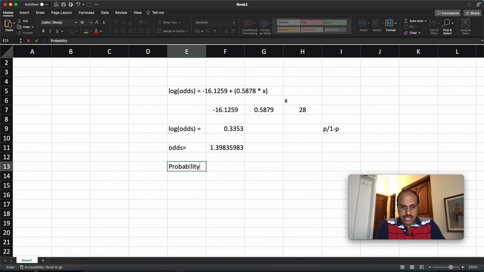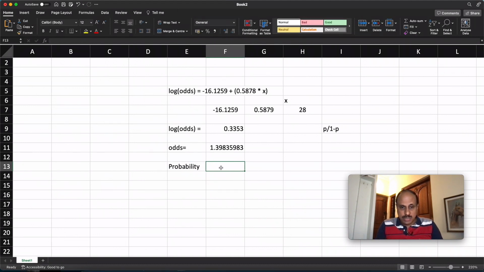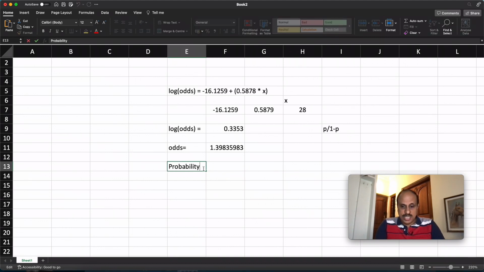From the odds I have to calculate the probability. What is the relationship between probability and odds? Probability is equal to odds upon 1 plus odds.